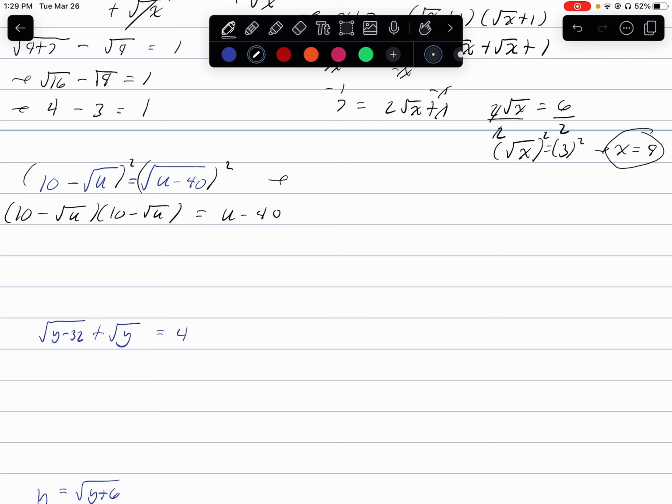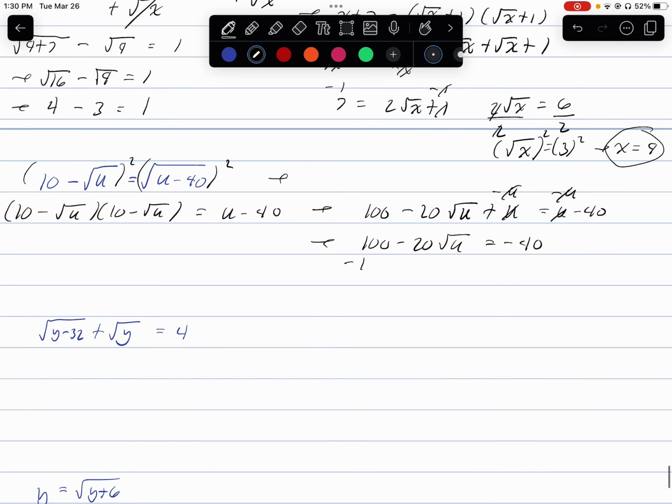is equal to u minus 40. Okay, but if we FOIL this out, that's going to give us 100 minus 20 times the square root of u plus the square root of u squared, which is just u, and that's equal to u minus 40. So we'll notice that these u's will actually cancel. If we take this u away here, they both cancel, and so we're left with 100 minus 20 times the square root of u is equal to negative 40.